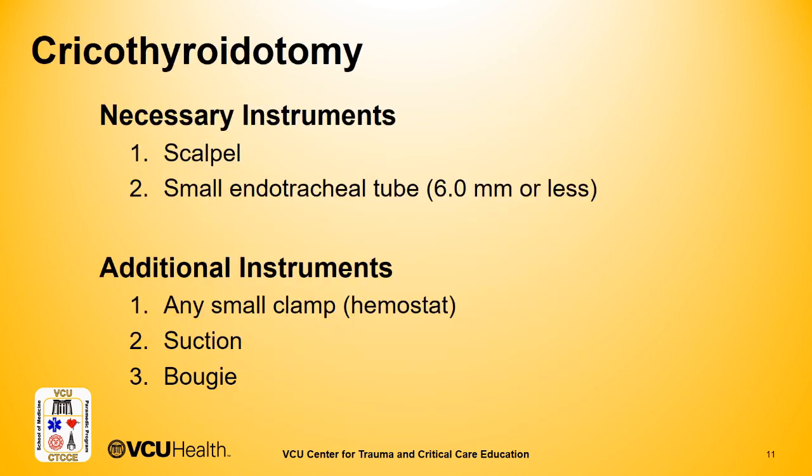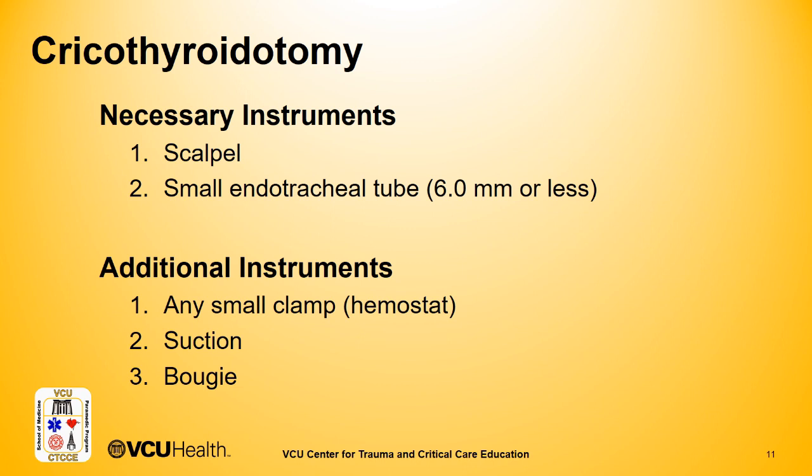It is important to learn how to perform emergency procedures with minimal equipment. You do not want to learn how to perform a cricothyroidotomy with a kit, because in an emergency situation, if a kit is not available, you want to be able to perform the procedure. So the necessary instruments include a scalpel and a small endotracheal tube. The recommended size would be a 6/0 tube or smaller. With the scalpel and with the small endotracheal tube, you can perform a cricothyroidotomy. You do not need any other instruments.